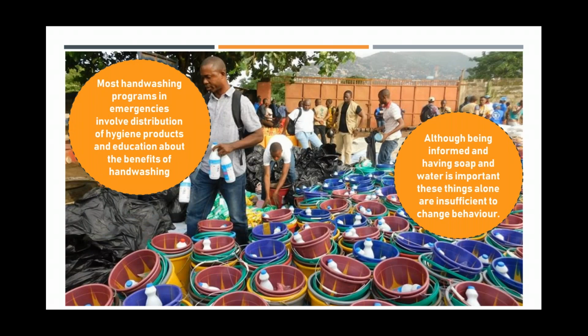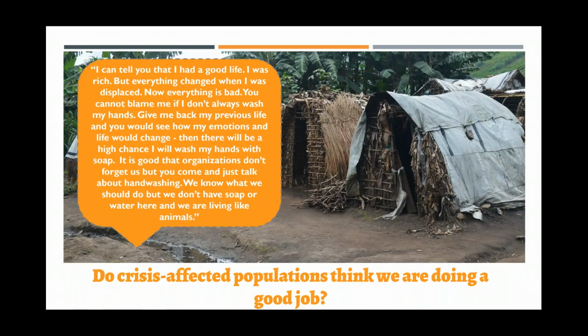At the moment, hand washing programs look pretty similar in all different emergency crises. They typically involve distributing hygiene products and education about the health benefits of hand washing. Although being informed and having soap and water available is really important, these things are typically insufficient to actually change behavior. Furthermore, our programs rarely consider the vulnerability of the populations we are actually working with. We are often wrong to assume that hand washing could or should be the priority of people who've just had their lives fall apart because of an emergency.